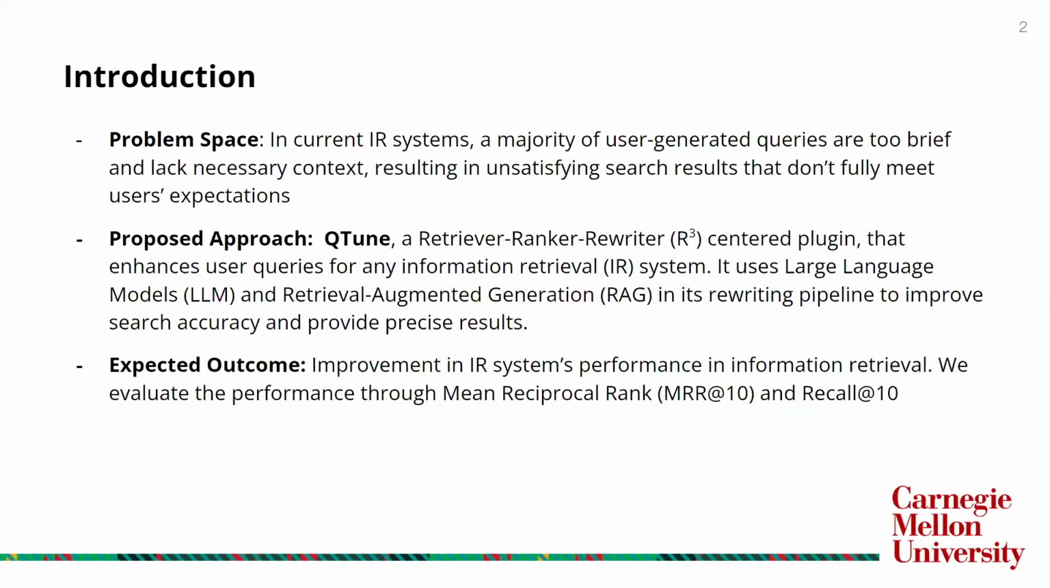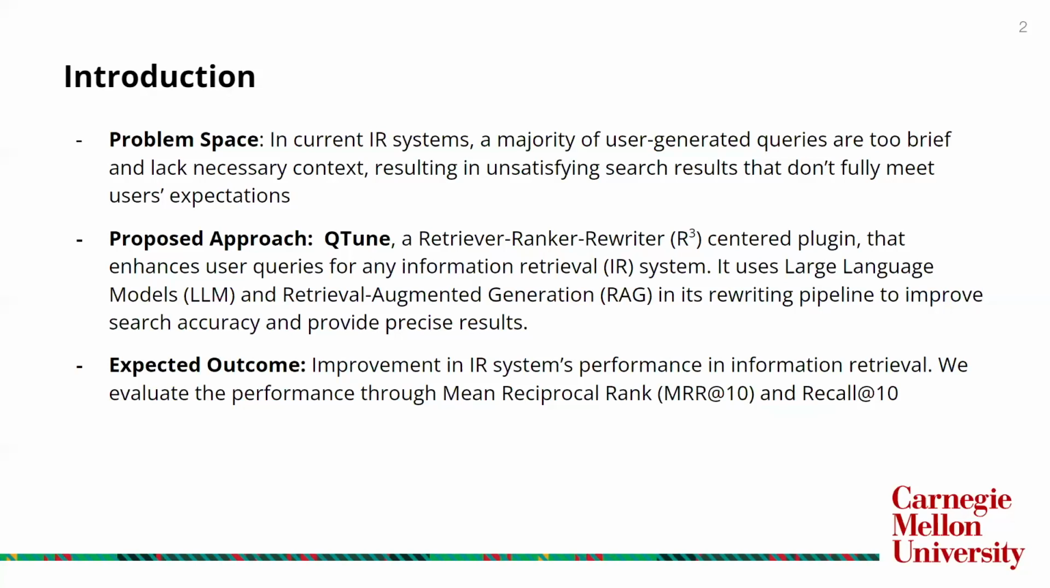To tackle this problem, we're introducing Qtune, an R-cubed centered plugin, which is retrieval, re-ranker, and rewriters. With our plugin, it would enhance user queries with a large language model and RAG, which is retrieval augmented generation, to help add the necessary context to the original query, which inevitably adds more quality to the original query.